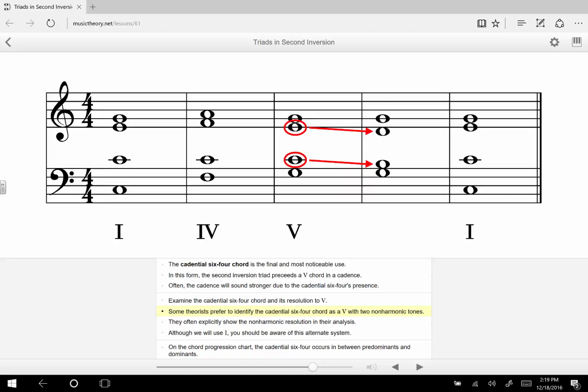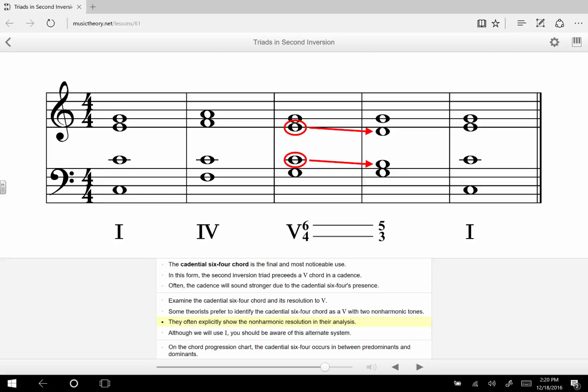In this case, in measure 3, we have a Roman numeral 5, which in the key of C is G, B, D. However, we have the tenor and the alto not singing a B or a D. They're singing a C and an E. They often explicitly show the non-harmonic resolution in their analysis, such as this. So you might come across something like that.